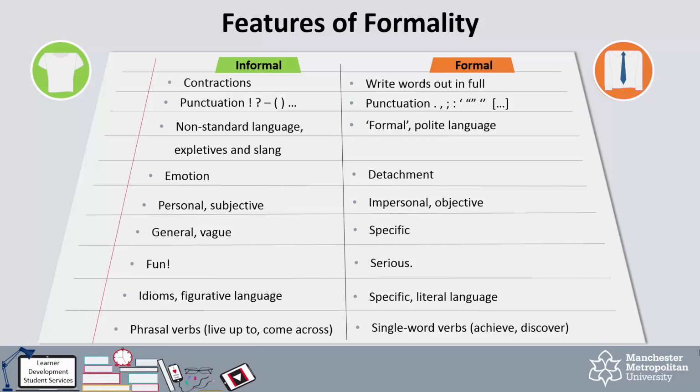Try to avoid contractions such as can't and don't. Write words in full. For example, cannot, do not.